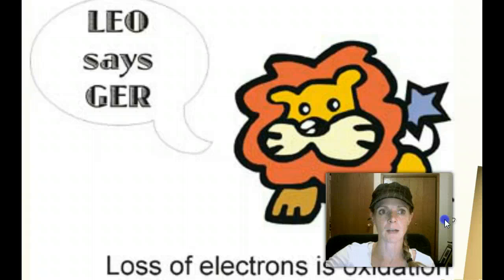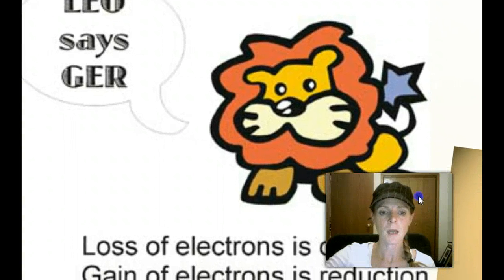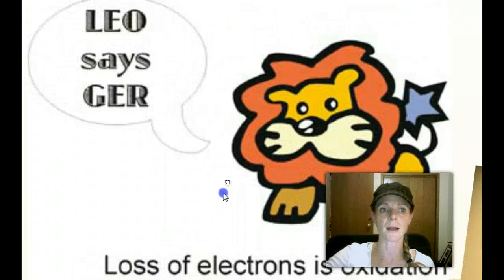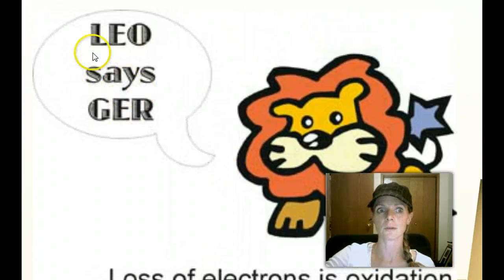Now here's an easy way to remember this. I'm going to move this up for just a little bit so you can see it. Remember, loss of electrons is oxidation, gain of electrons is reduction. And if you need to remember that, and believe it or not, I had to learn this in high school: LEO says GER. Loss of electrons is oxidation. GER, gain of electrons is reduction. So LEO says GER is a great easy way, cheesy but easy, to remember which is which. Okay, loss of electrons, oxidation. LEO says GER, gain of electrons is reduction.